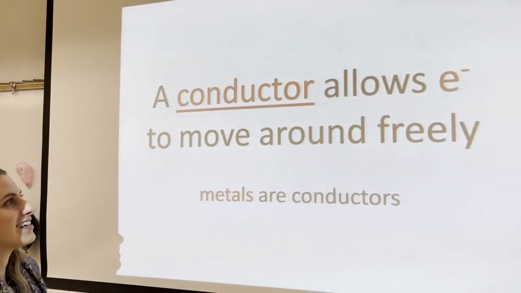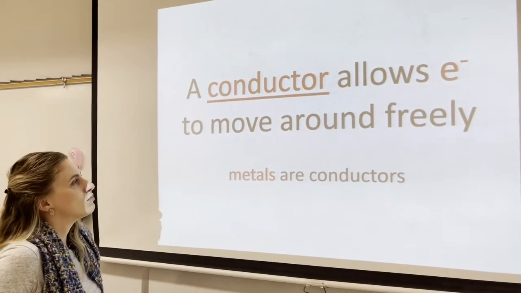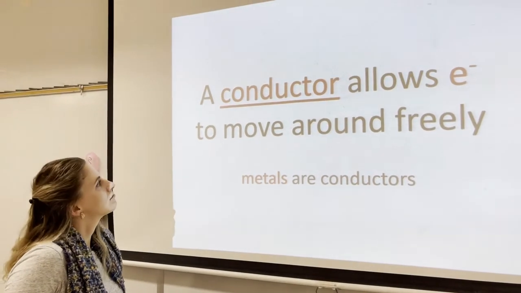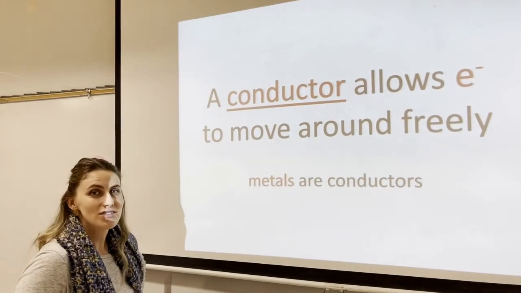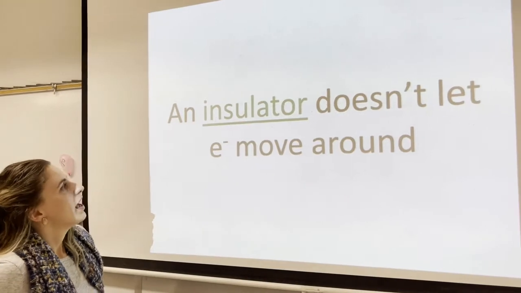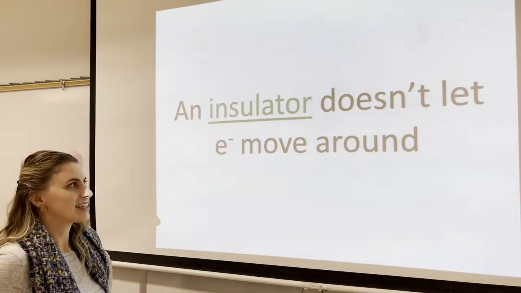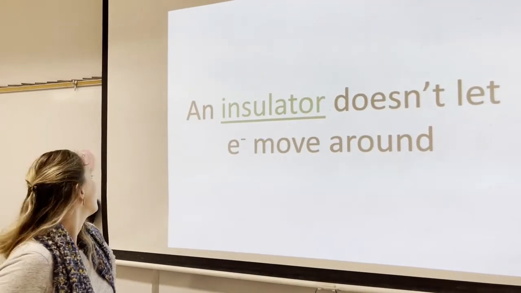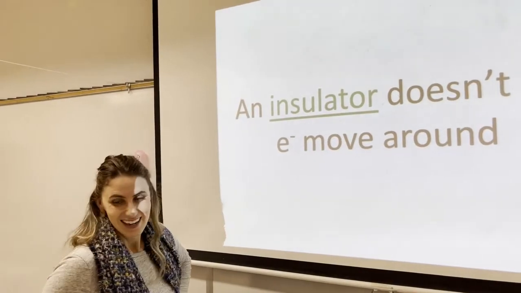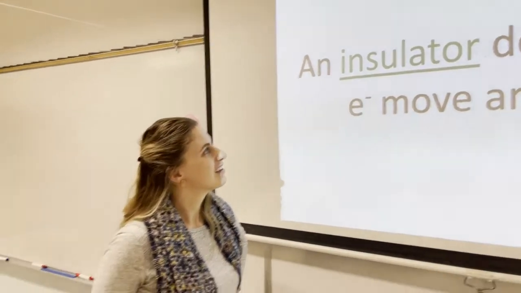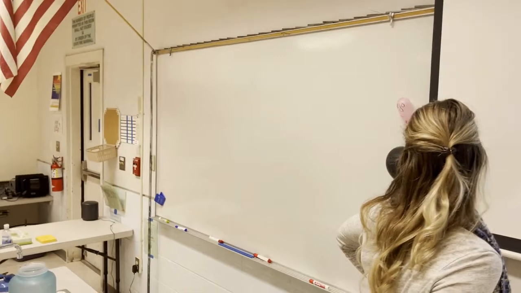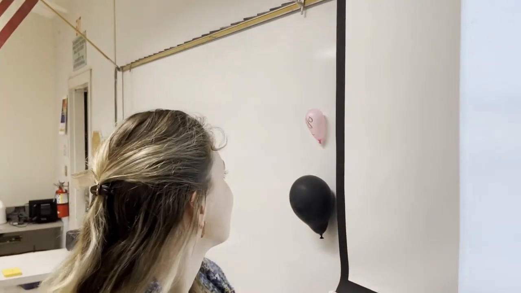A conductor allows electrons to move around freely. Metals are conductors. And an insulator doesn't let them move around. They are stuck in that balloon. A balloon is an insulator. She put the electrons on that balloon, and they stayed right where she put them.